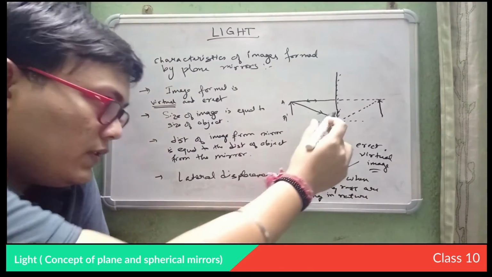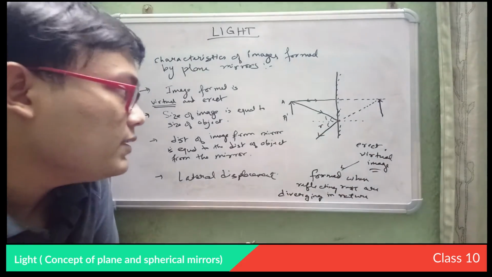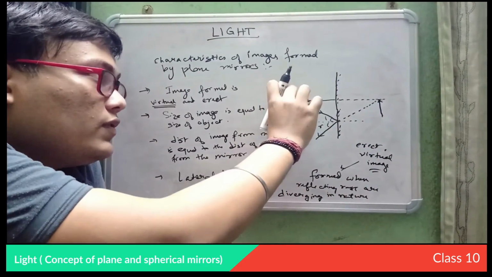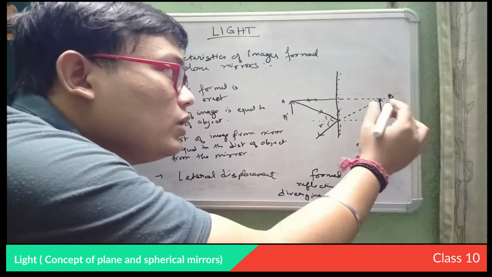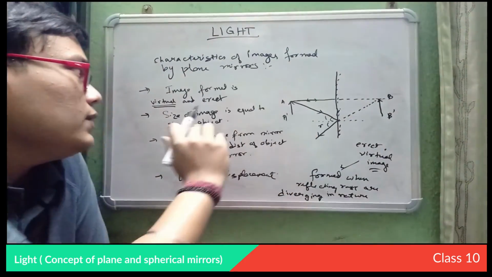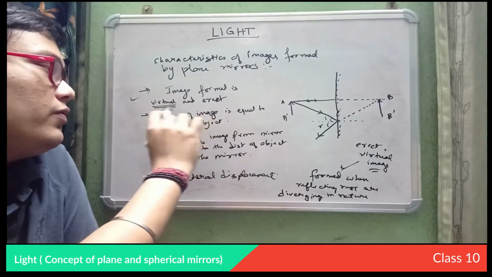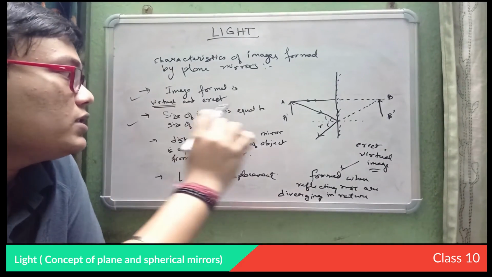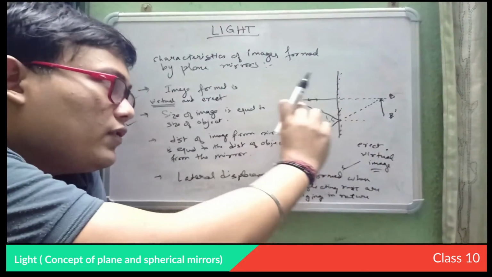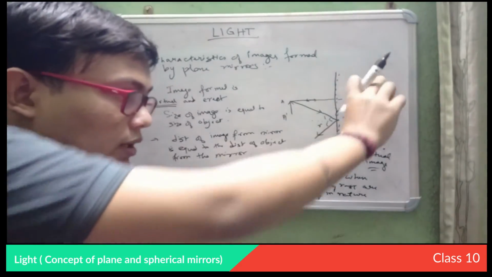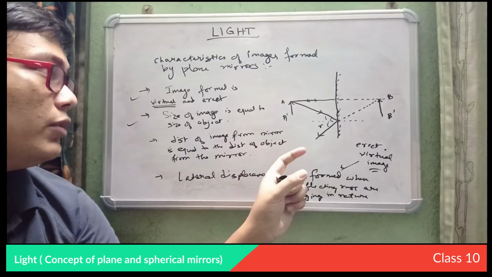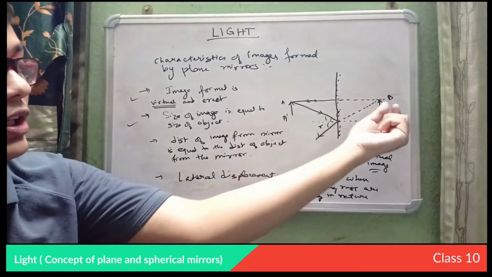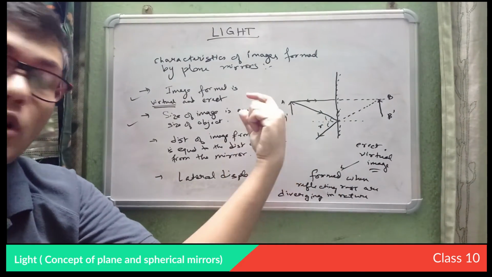Now if we notice from the image, the size of this object A bar is equal to the size of the image which is B bar. So the image formed is virtual and the size of the image is equal to the size of the object. So the characteristic of images formed by plane mirrors is that the size of the image is always equal to the size of the object.